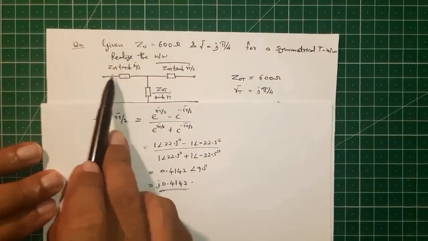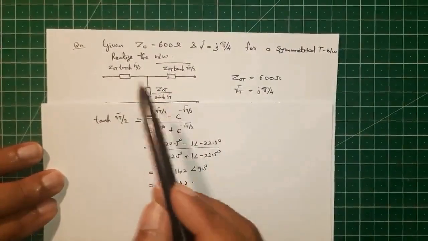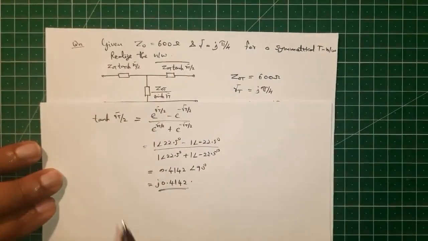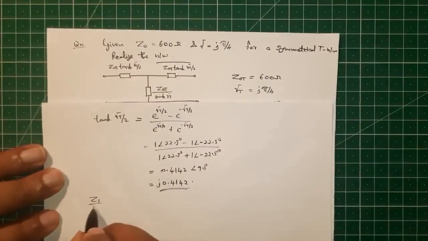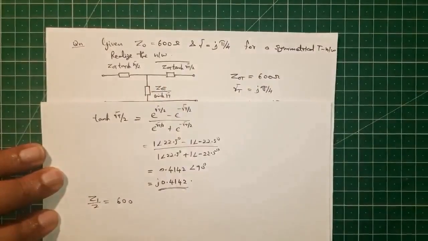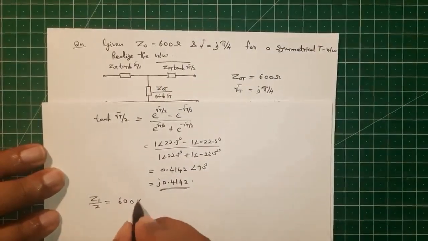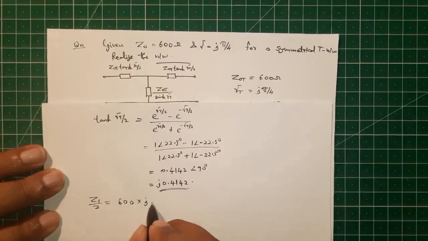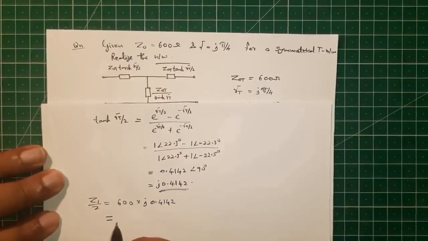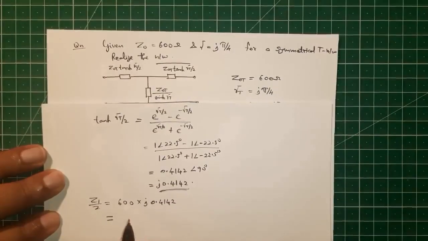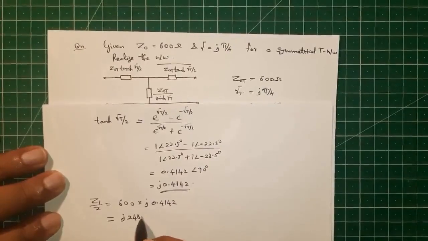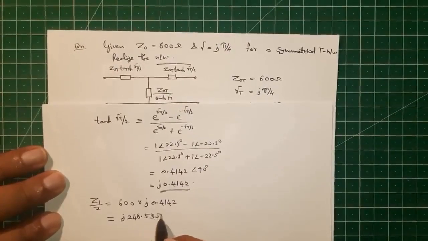Now what is Z1 by 2? It is equal to Z0 t tanh gamma t by 2. We have tanh gamma t by 2. So Z1 by 2 is equal to 600 Z0 t into j 0.4142. So this will evaluate to be equal to j 248.53 ohm.